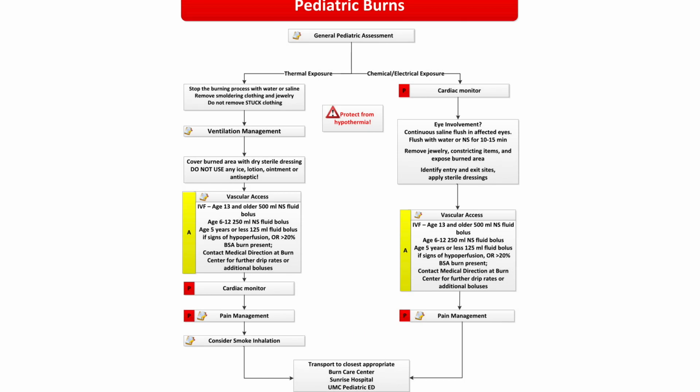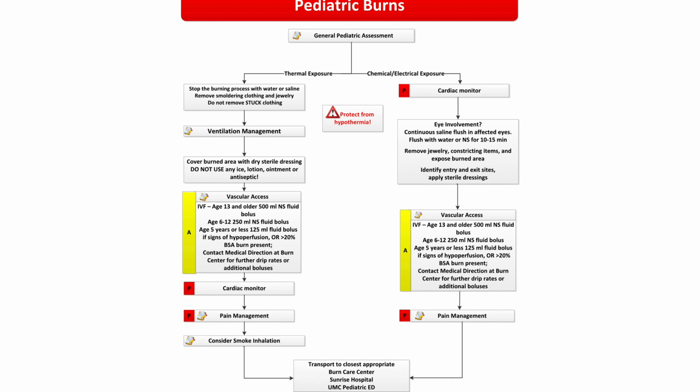For pediatric burns, they're very similar to our adult burns. Once again, we're going to go ahead and determine whether or not the burn is due to a thermal exposure or a chemical exposure. If the burn is the result of a thermal exposure, we're going to stop the burning process with water or saline. We're going to remove smoldering clothing and jewelry, and we're not going to remove the stuck clothing. We're going to go ahead and continue with ventilation management, and we're going to cover the burned area with dry, sterile dressings. We don't want to use any ice, lotion, ointment, or antiseptic.